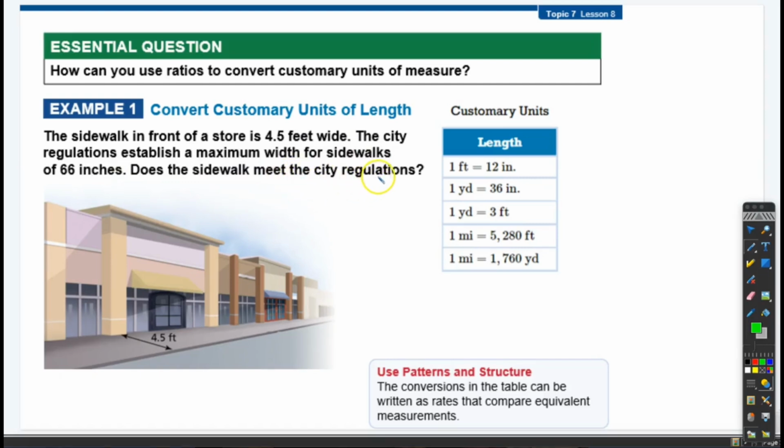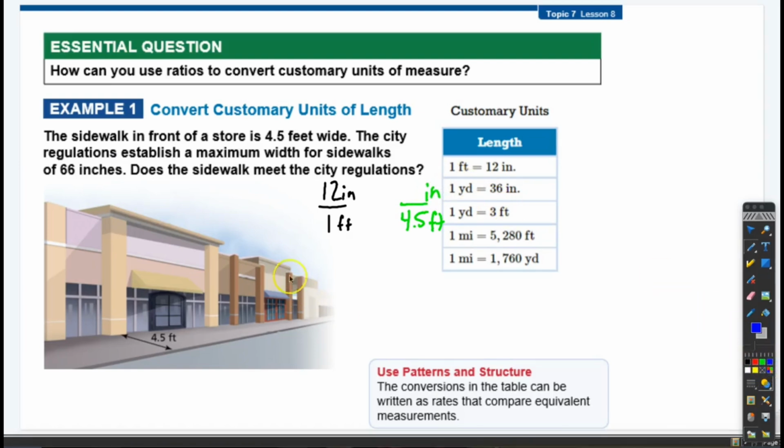So, what we can do here is write our rate first. 12 inches to 1 foot. We're going from feet to inches, inches to feet. So we write in black 12 to 1. And now we know that inches is on top, feet is on the bottom. So we want to go to 4.5 feet so we know how many inches it is. So 4.5. And I put 4.5 on the bottom because it's feet. Feet, feet, inches, inches. Okay?